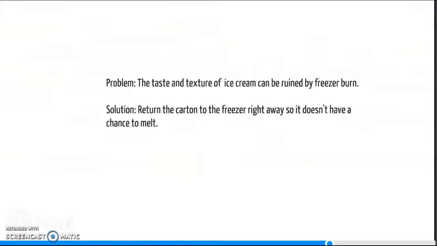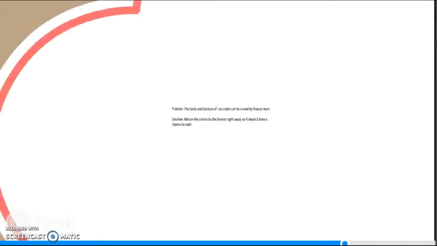So the problem is the taste and the texture of the ice cream can be ruined by freezer burn. The solution is returning the carton to the freezer right away so it doesn't have a chance to melt.